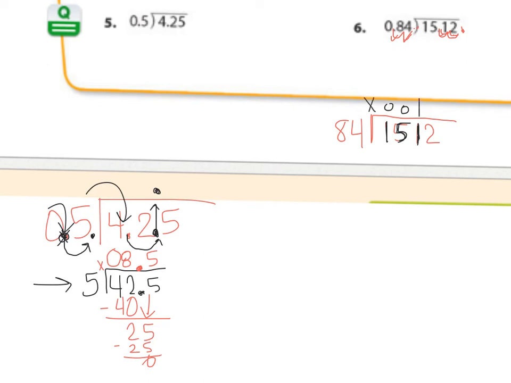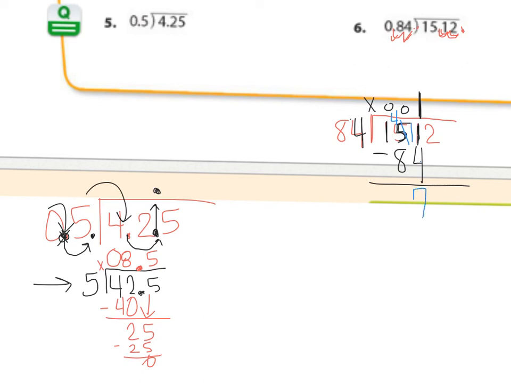Okay, now we're doing this problem. 1 times 4 is 4. 1 times 8 is 8. In other words, 1 times 84 is 84. Let's see how close we got. You guys, you have to borrow. 4 does not subtract from 1. You have to come over here and borrow. Make sure you show the borrowing.